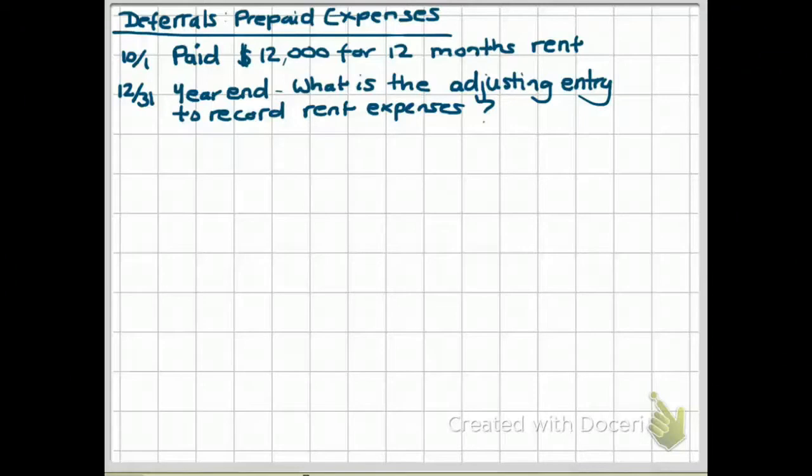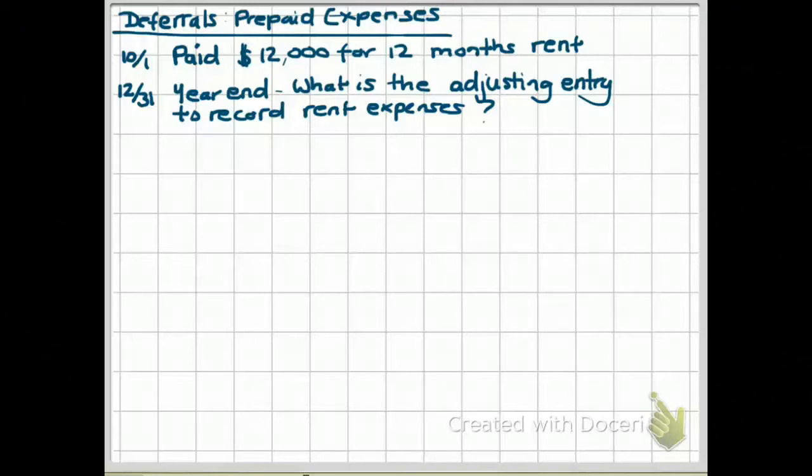Let's first look at the transaction that took place on October 1st. We paid $12,000 for 12 months' rent. You know that the two accounts affected by this transaction are cash, because we always pay with cash, and then the other one is rent. Now the question is, is this a rent expense? We paid $12,000 up front for 12 months of rent, and this payment, since it's paid up front, is not a rent expense. It's what we call a prepaid expense.